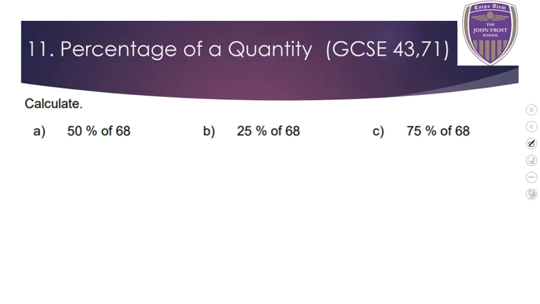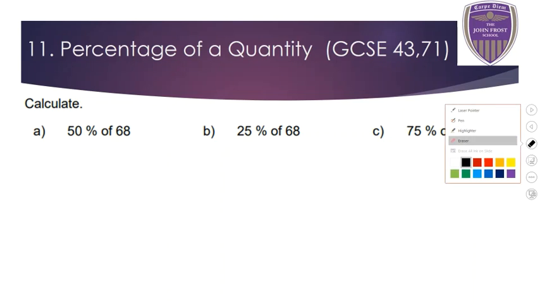So percentage of a quantity, so just working out a percentage. We've done this plenty of times, so I'm not going to write down every single rule. We should know them anyway. So 50% we should know is just to divide by 2, or to halve it.